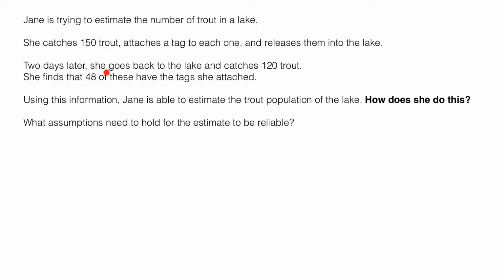She goes back to the lake and catches 120 trout. She finds that 48 of these 120 have the tags that she previously attached. Using all this information, Jane is able to estimate the trout population of the lake. How does she do this, and what assumptions need to hold for Jane's estimate to be reliable?